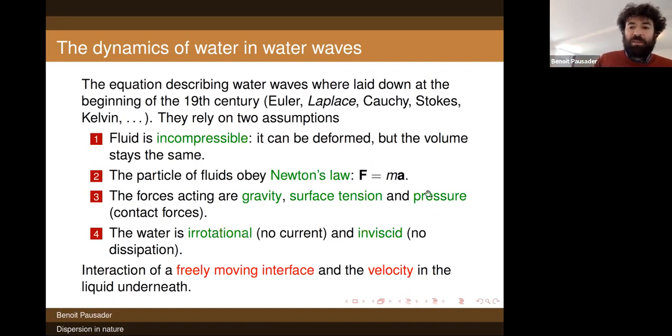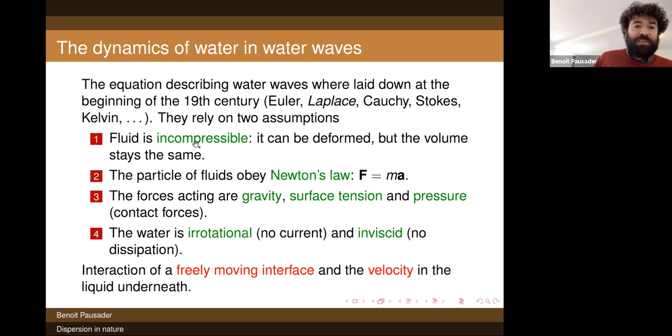And then the last big force is the pressure force. That is a way for the fluid, the water, to make sure that it always stays with the same volume. So if you push somewhere, the liquid has to move somewhere else. And so it's going to push, or pressure, the other particles of liquid away.